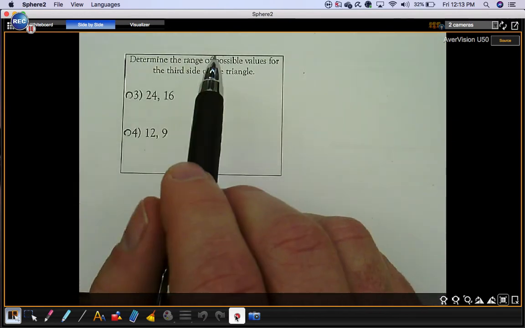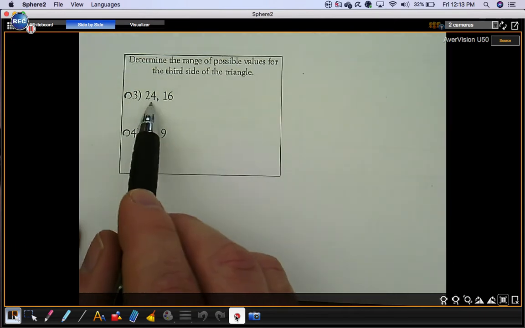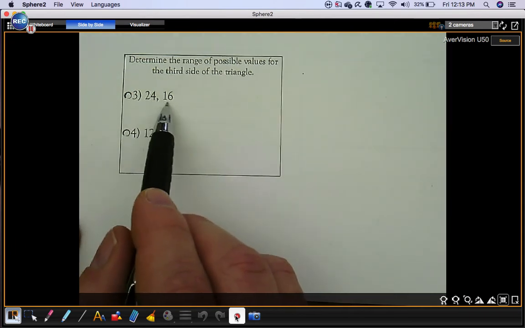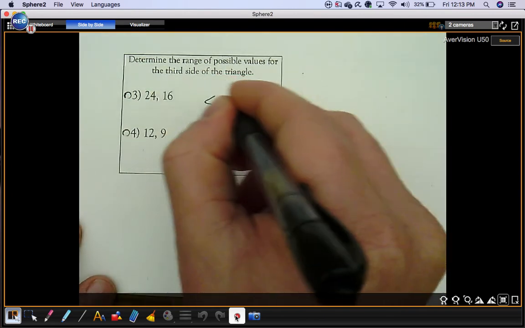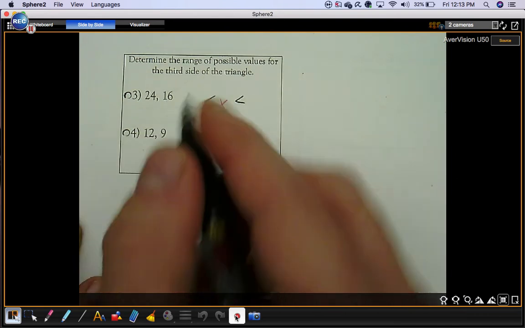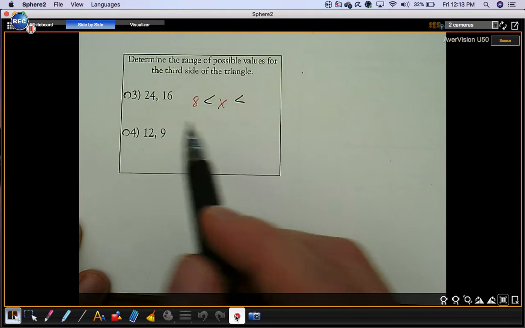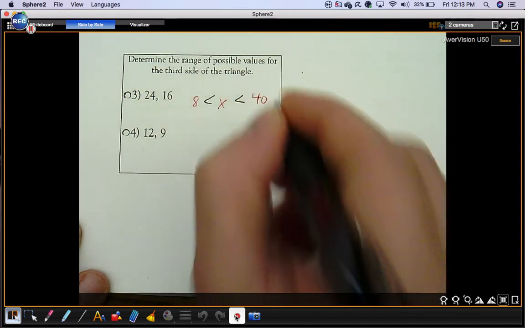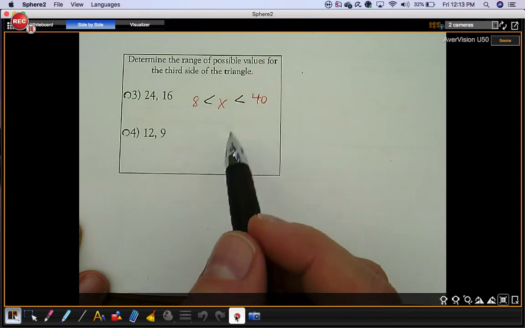Last one, determine the possible values for the third side of the triangle. So if two of your sides on your triangle have these lengths, how do you find the other side lengths? Well, you're going to subtract these numbers. 24 minus 16 is 8. Then you're going to add these two numbers. 24 plus 16 is 40. X is bigger than 8 and less than 40.